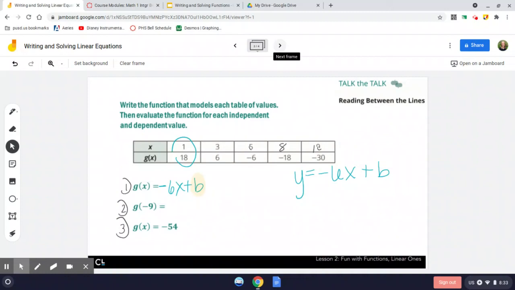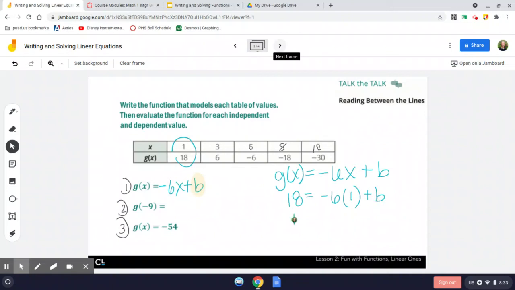And instead of y, and actually, sorry, I just wasn't thinking. I should have put g of x. I used y. I should have put g of x. They're the same thing, though. Okay, so instead of g of x, we have 18. The x value is 1.